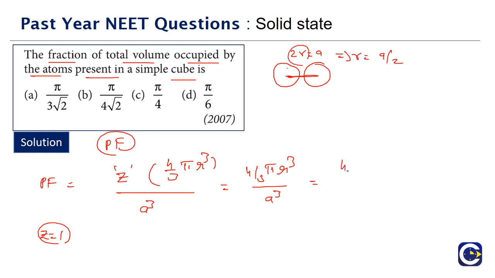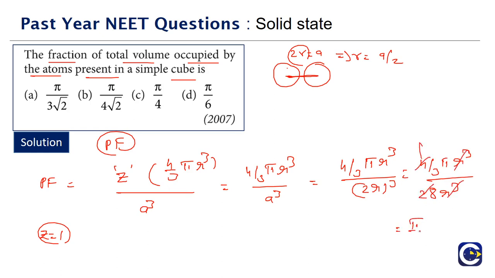So in this formula, 4 by 3 pi r cube divided by, in place of a, we will substitute 2r. 2r the whole cube means 4 by 3 pi r cube divided by 8 r cube. So r cube is cancelled, 4 by 3 over 8 gives how much? Pi by 6. So the packing fraction value will be pi by 6. If you simplify in terms of decimal, it will be 0.52. Clear?